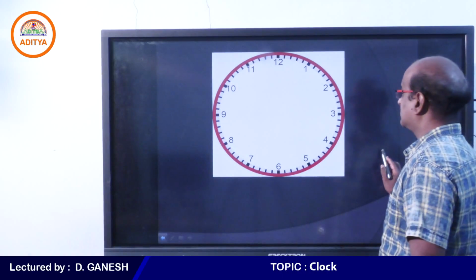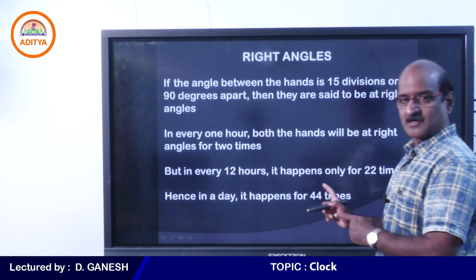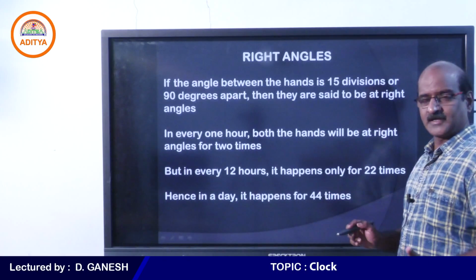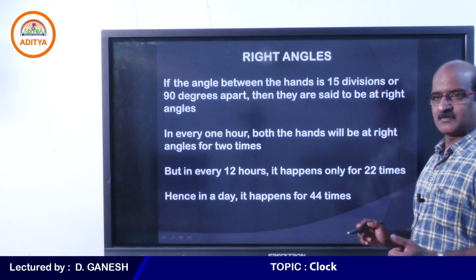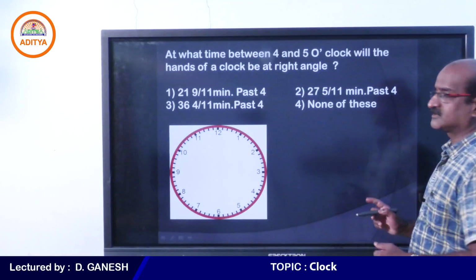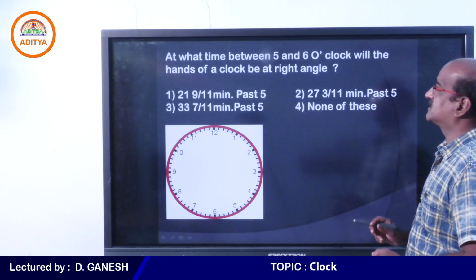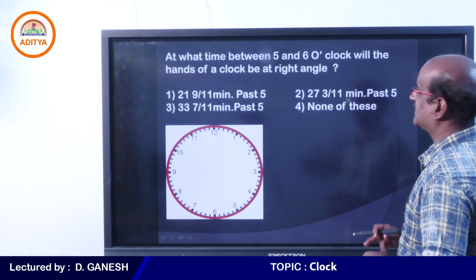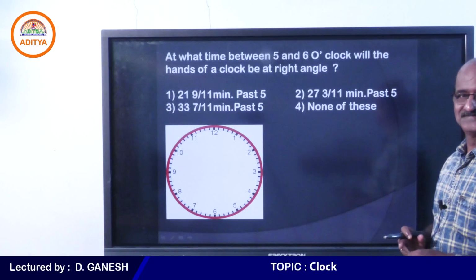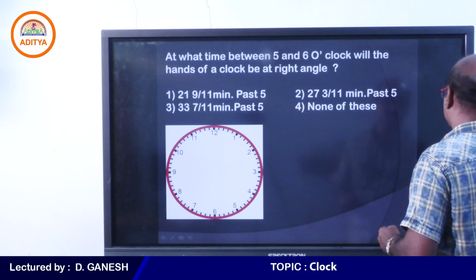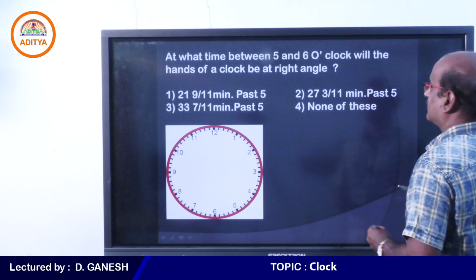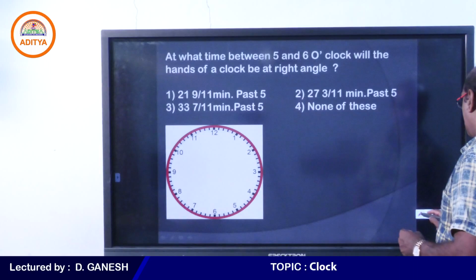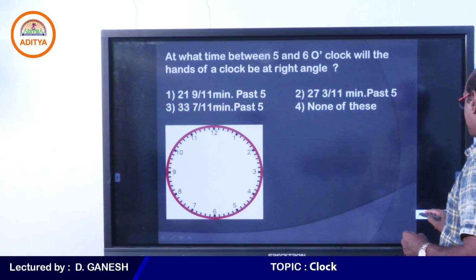Now let me give you one question. This note you already noted down. I think this information you already noted down, and otherwise you can take a picture and copy it after some time. And this question we already discussed, and another question is given to you. Here we go. At what time between 5 and 6 o'clock will both the hands be at right angles?